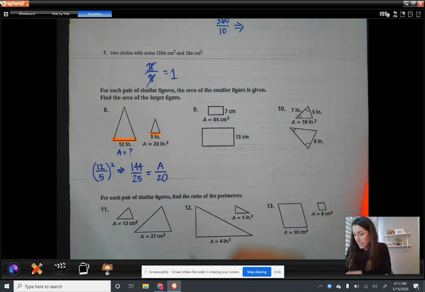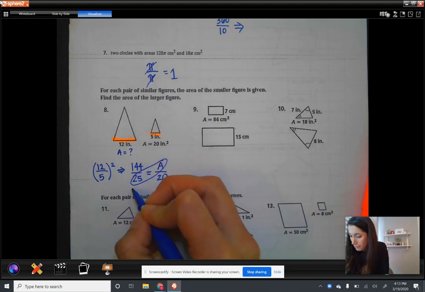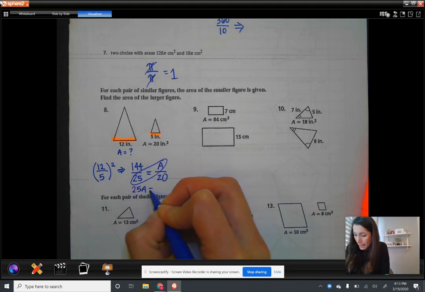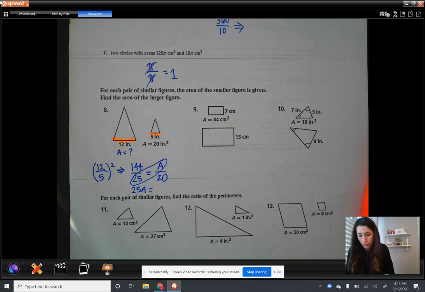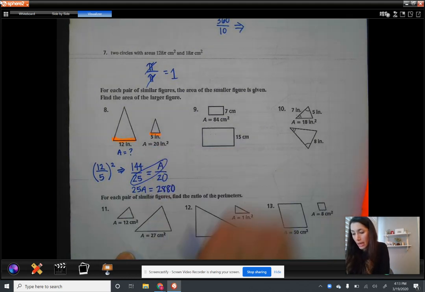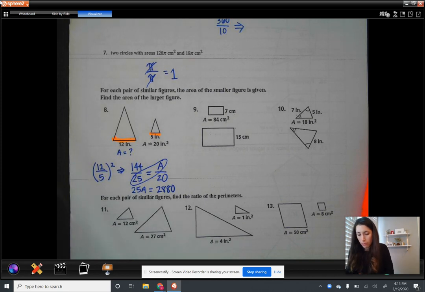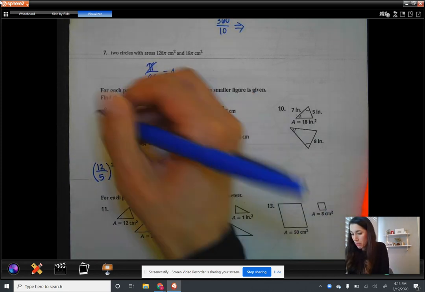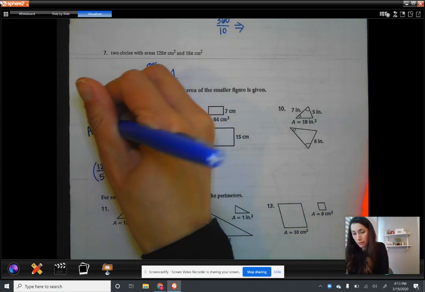So 25 times A, that's just 25A. And then 20 times 144, that is 2,880. And then I would just divide by 25 on both sides. So the area of this smaller figure is 115.2. So that's what I got. And then it would be inches squared.